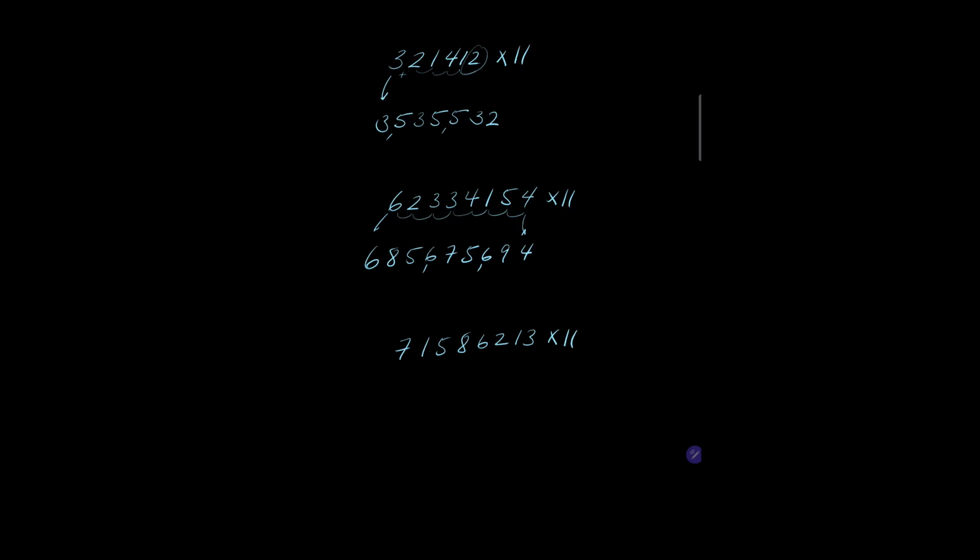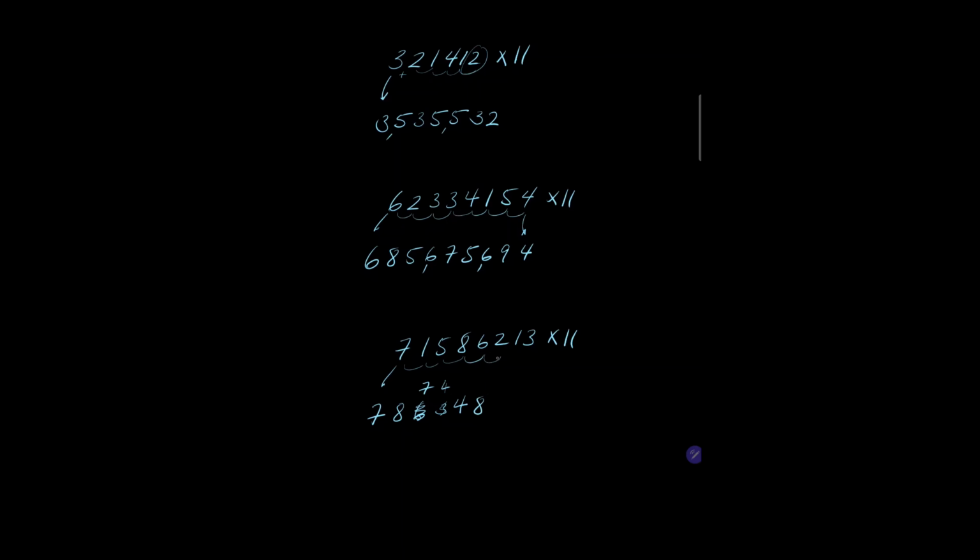And when the numbers add up to something bigger than 9, say 71,586,213 times 11. We start off with the 7, so write the 7. 7 plus 1 is 8. 1 plus 5 is 6. 5 plus 8 is 13. So we're going to write the 3 here, and we're going to carry the 1 over to the 6. So the 6 becomes a 7. 8 plus 6 is 14. We write the 4 here. The 1 carries on to the 3, so this becomes a 4.